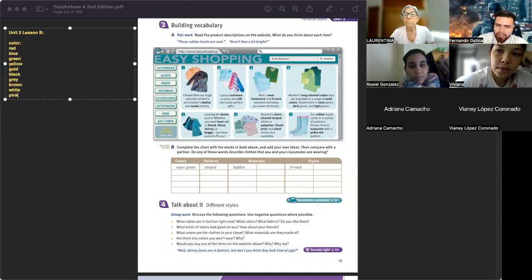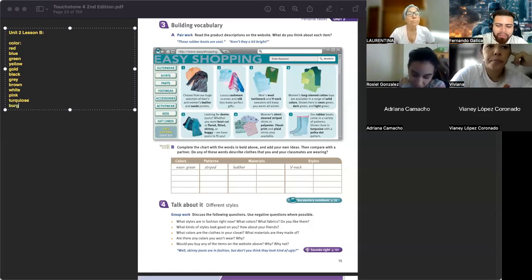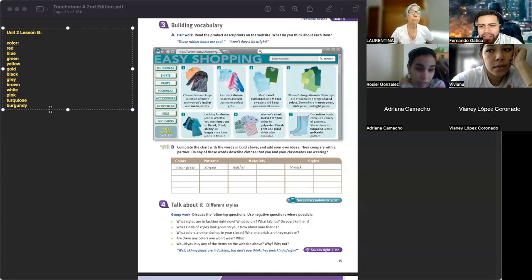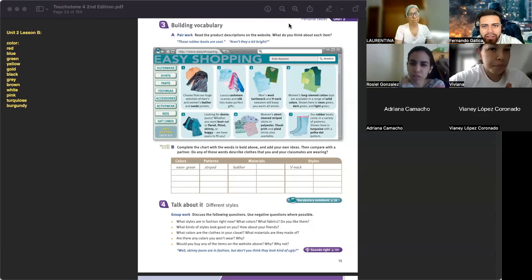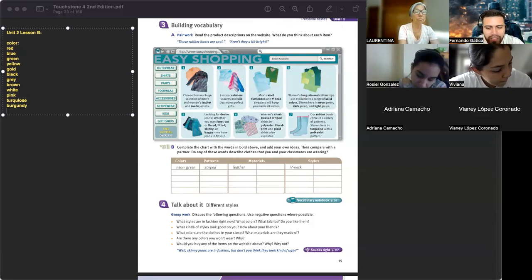Now here are some advanced colors. Turquoise. Turquoise is like a little blue. Burgundy. It's like a wine color, like vino tinto. Burgundy. Let's see. Neon. Neon blue, neon red, neon green. You know, neon works with everything.